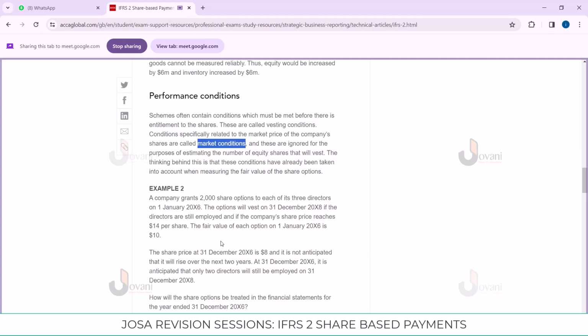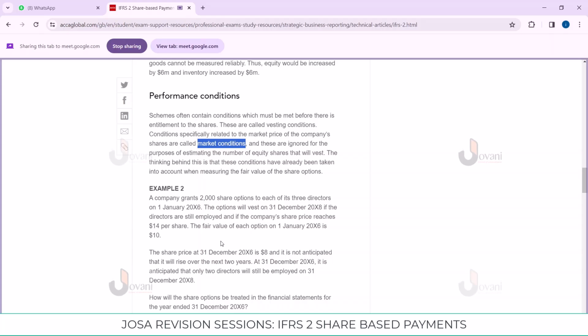The article gives us an example. A company grants 2,000 share options to each of its 3 directors on 1st January 2x6. As we talked about, if it is employees, we use the fair value of the share options at grant date. Grant date, 1st January. How many options given? 2,000. How many employees? 3 employees. Now we must look for the fair value of this share at 1st January, because that's what the standard tells us.